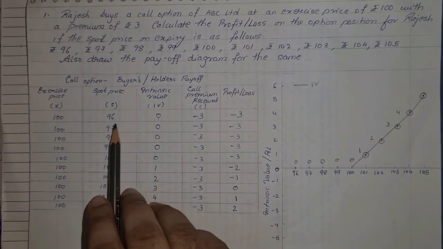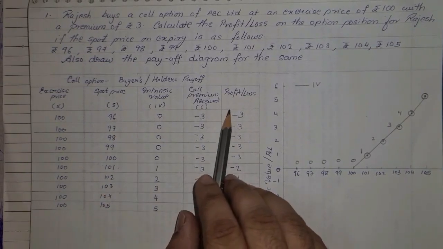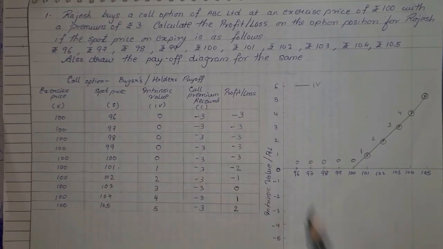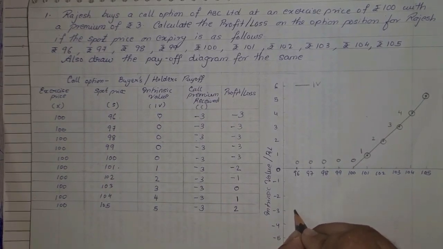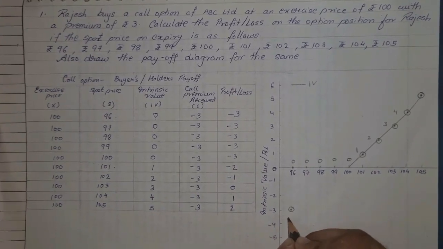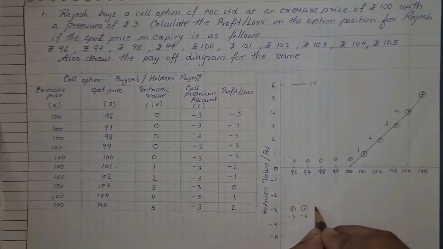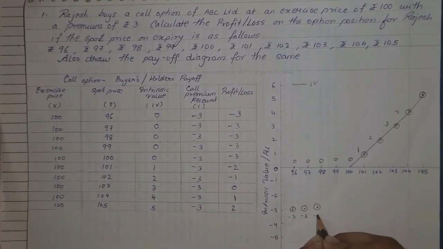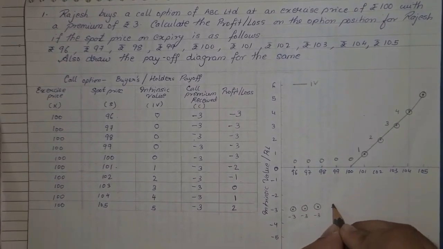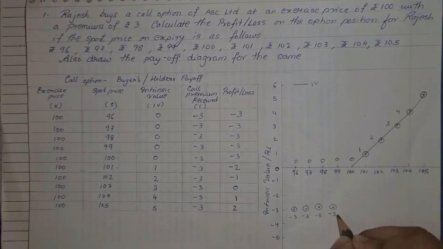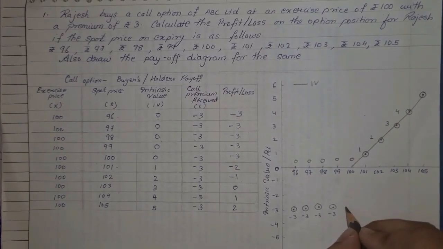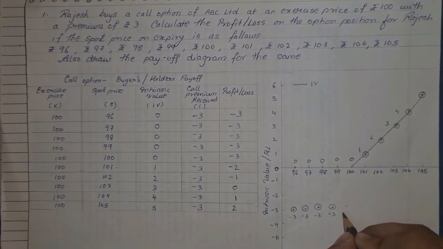So now look at this. When your spot price was 96, the profit was negative. Basically, there was a loss of negative 3. So I'm marking it down as my negative 3. At 97 also, it was negative 3. At 98, negative 3. At 99, again, negative 3. At 100, again, there is a negative 3.